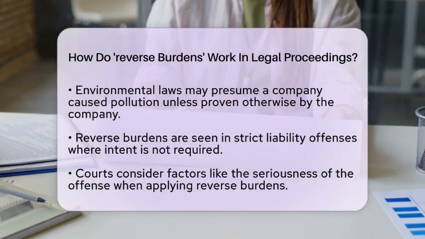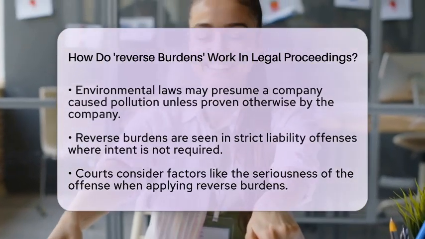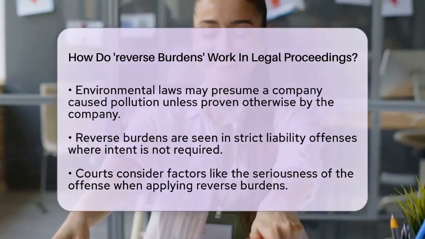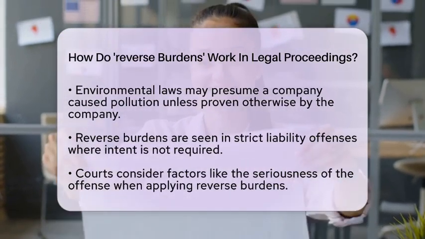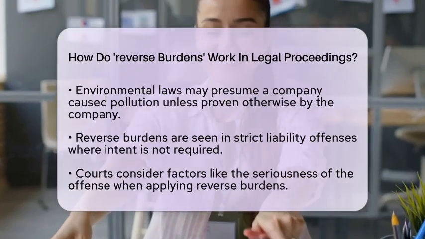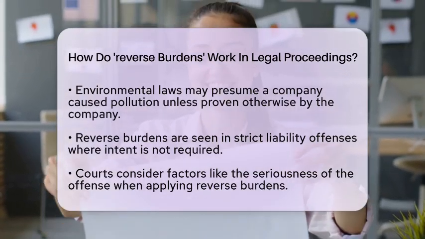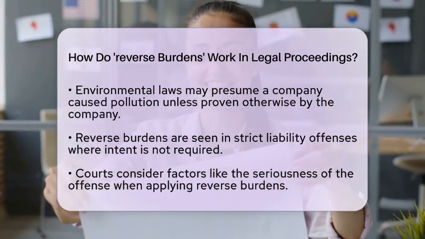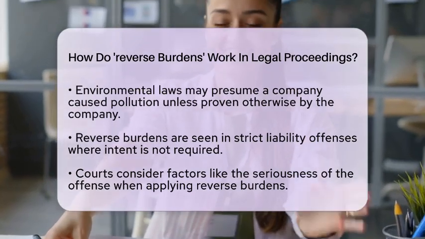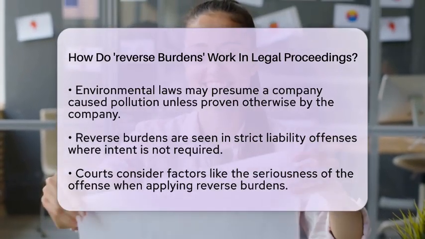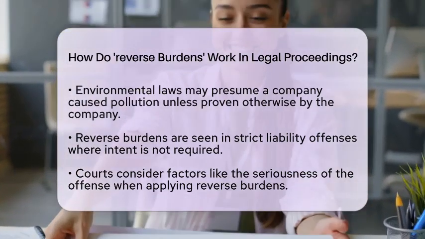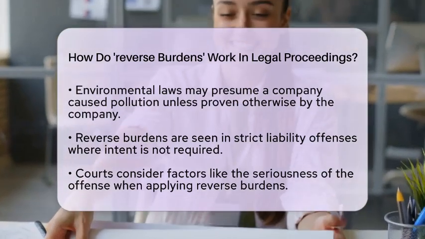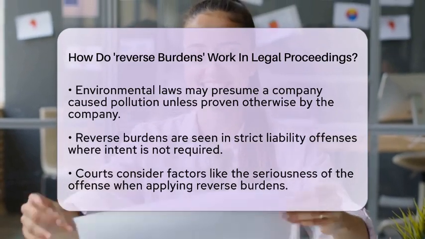Another area where reverse burdens appear is in strict liability offenses. These are crimes where intent or knowledge is not necessary. In these cases, the burden may shift to the defendant to show they acted with reasonable care or did not cause harm. When courts consider applying a reverse burden, they look at several factors. These include the seriousness of the offense and the clarity of the law. The more serious the offense, the less likely a court will allow a reverse burden, as it can conflict with the right to be presumed innocent.